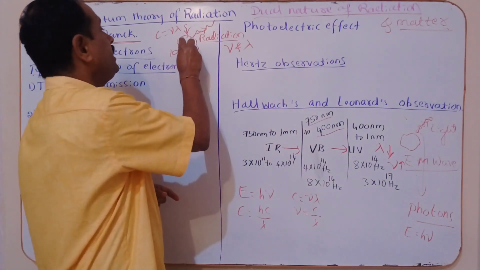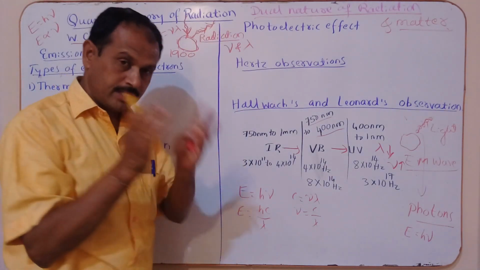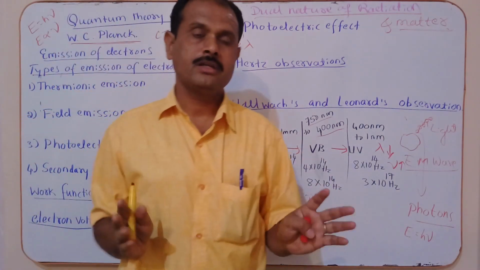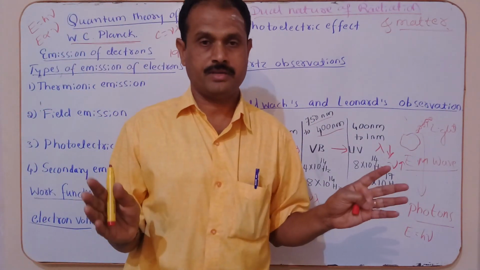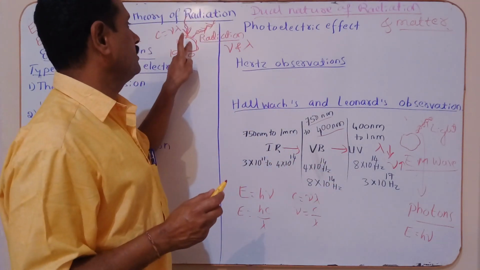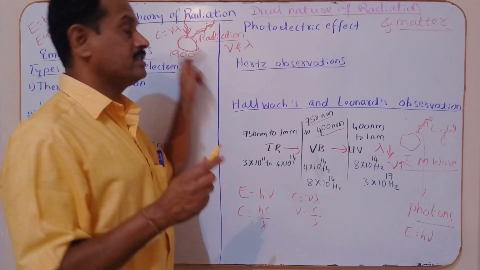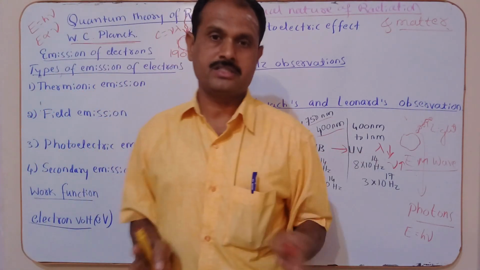Planck, the radiation is emitted or absorbed by the body. It is not continuous, but in discrete packets of energy. In the quantum theory of radiation, whether the radiation is emitted or absorbed, it is in discrete packets of energy.